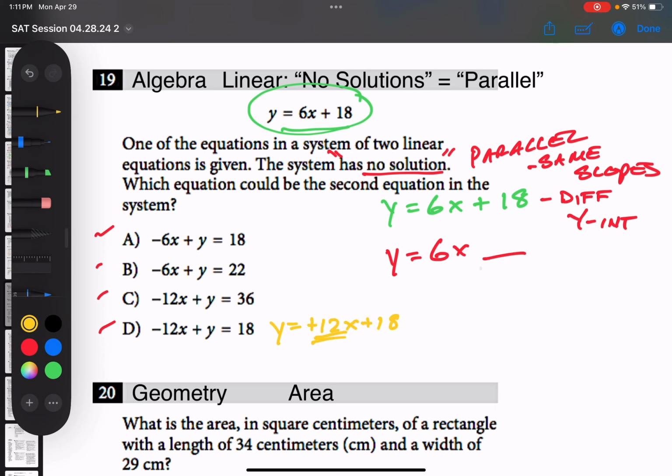18. Does that equal 6x? No, so D is out. The same thing is going to happen with this one. That'll be y equals a positive 12x. That does not equal 6x. Goodbye. Now we go into B and C. It's got to be one of those.